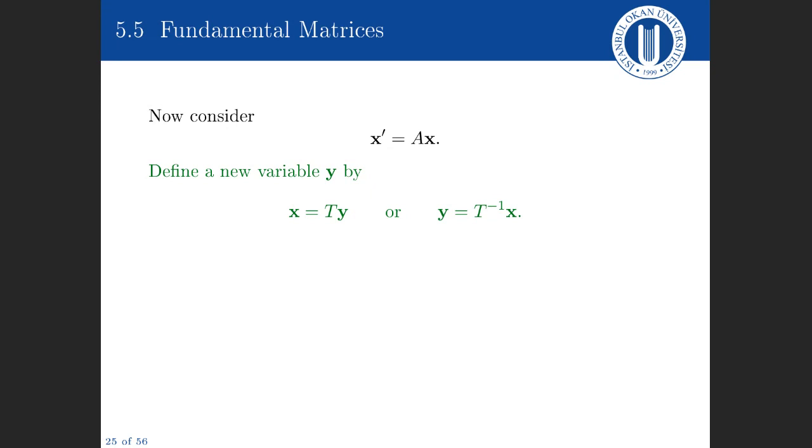There's an important idea in this method, so let me slow down and repeat myself. The important idea in this method is that we're going to define a new variable y by x is equal to Ty. Or to say this another way, we're defining the new variable y to be equal to T inverse x. When we use the method of diagonalization, and I'll be repeating this next week, the key idea, the way we always start, is we start with the new variable y satisfies x is equal to Ty, or equivalently, y is equal to T inverse x.